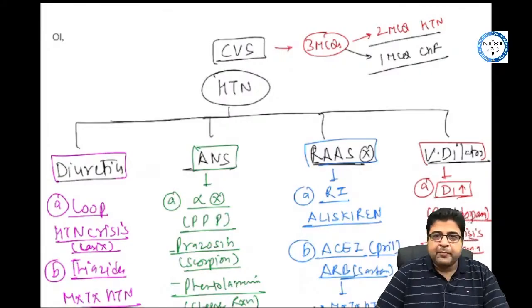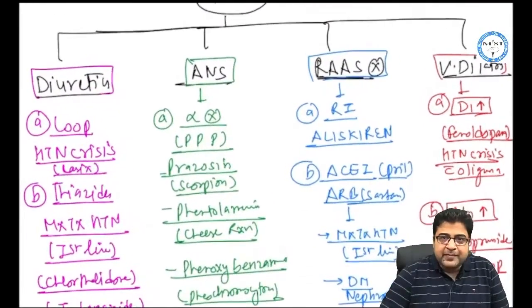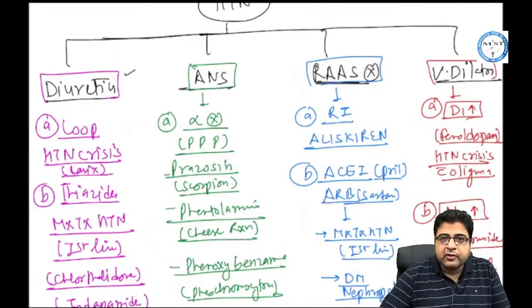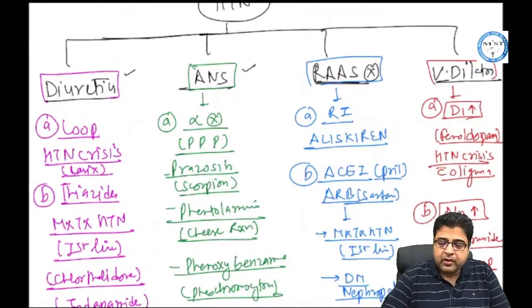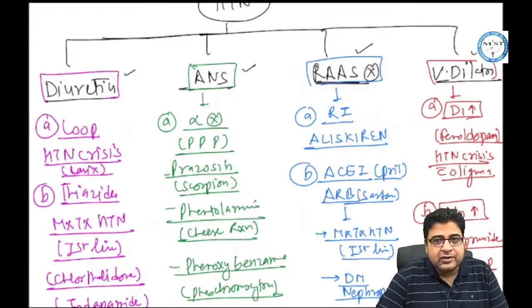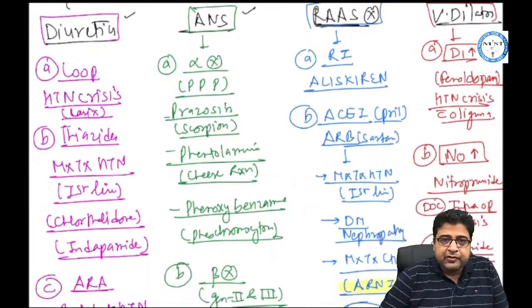Medicines which are given for hypertension. We can divide these medicines into 4 groups. Number 1, diuretics are useful for hypertension. Autonomic drugs are given for hypertension. RAS pathway inhibitors, the drugs which inhibit the renin, angiotensin, aldosterone system, are given for hypertension. And the last is vasodilators, also given for hypertension. Now the first topic is diuretics.